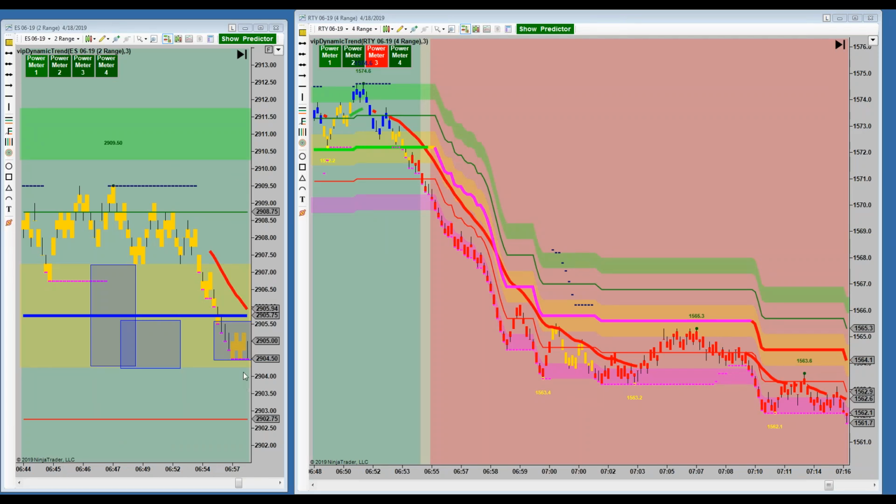Here's 6:57 on ES. Here is 6:57 on the Russell. Right here. Where is the Russell located relative to its midband? Here. Where is the Russell located at 6:57 a.m. Pacific time? Where is it? In relation to here.